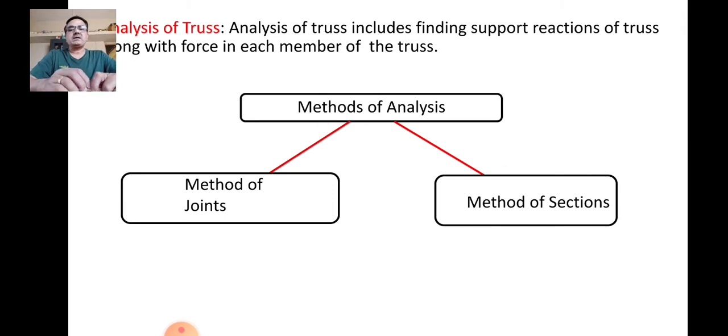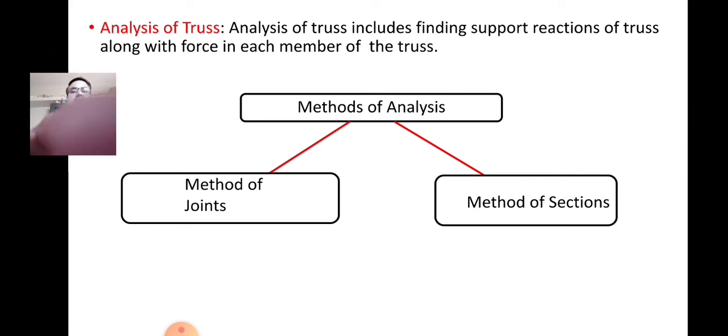Now what is meant by analysis of a truss? Analysis of a truss means finding the support reactions of the given truss along with the force in each member of the truss. Now, as we know, each member carries a single force. That force may be either tensile or compressive in nature. So analysis includes finding support reactions along with the force in every member of a truss.